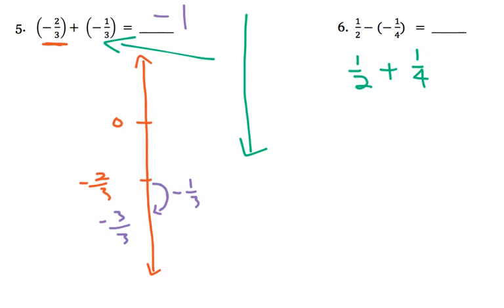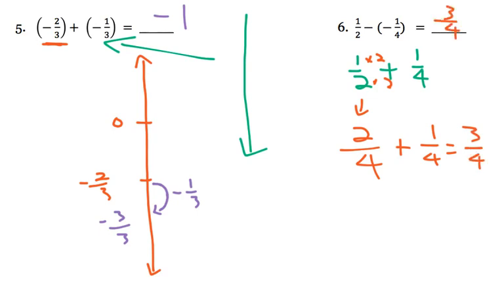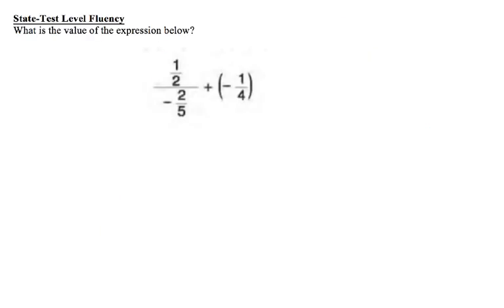And before I can add these, I just have to rewrite them so they have the same size parts. So I'm going to make them both into fourths. 1/2 is equivalent to 2/4, plus 1/4 gives us 3/4. And maybe you also thought about it as decimals and got an answer of 75/100. Again, pat yourself on the back if you figured out the state test level fluency.